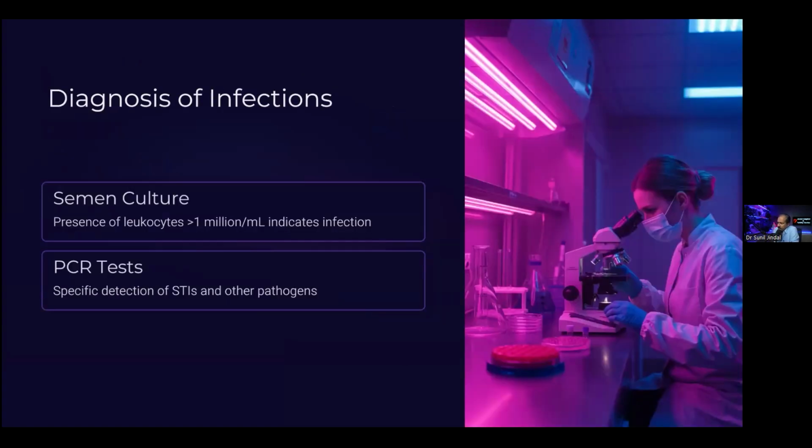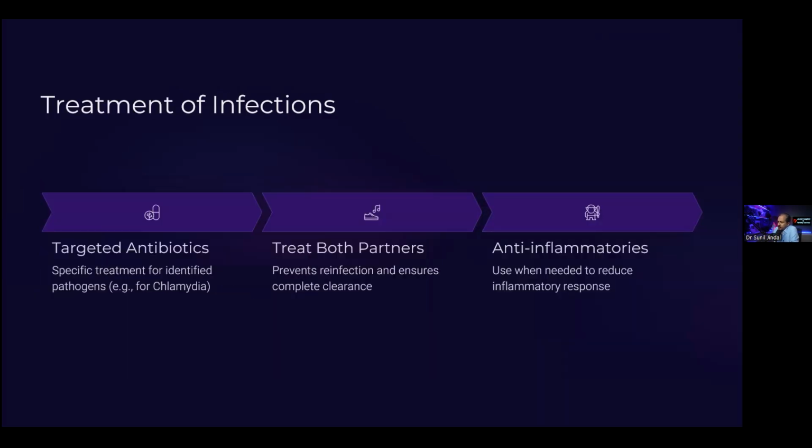Infection. Semen culture. If the leukocytes are more than 1 million per ml, it indicates infection. So you could do a culture, or at times for specific detection, you could use a PCR. Now, treatment. Targeted antibiotics treat both the partners, give anti-inflammatories. The most commonly used antibiotic by me normally would be a quinolone along with doxycycline, to be taken for minimum 3 weeks till 6 weeks.